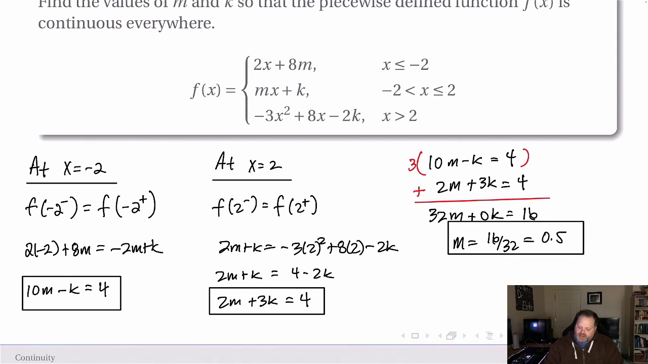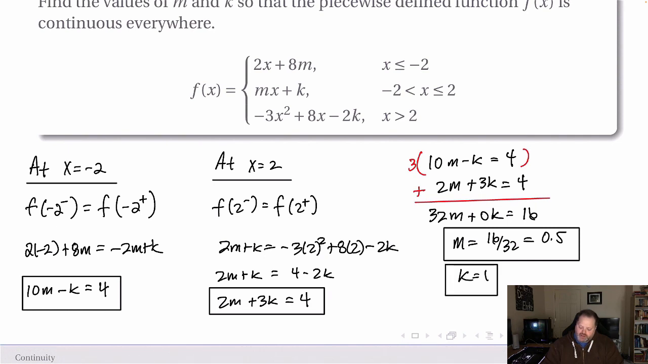Now, once I have that value of m, I'm free to plug back into either of these two equations to get k. For instance, if I make m 1/2 right here, you get 1/2 of 10, which is 5. 5 minus k is 4. That forces k to be 1. So lots of different ways to go about actually solving for those, but those are the two values that work. Let's check and make sure that they work.